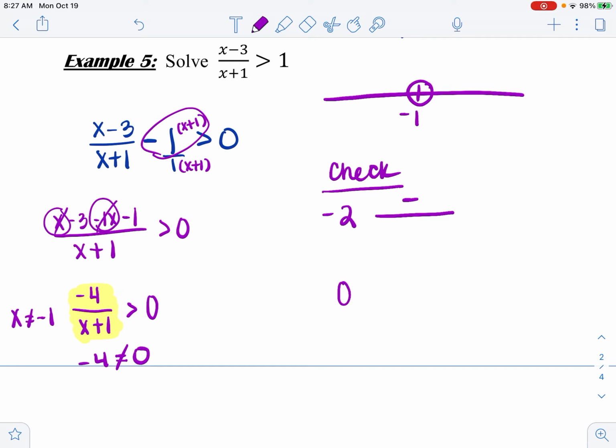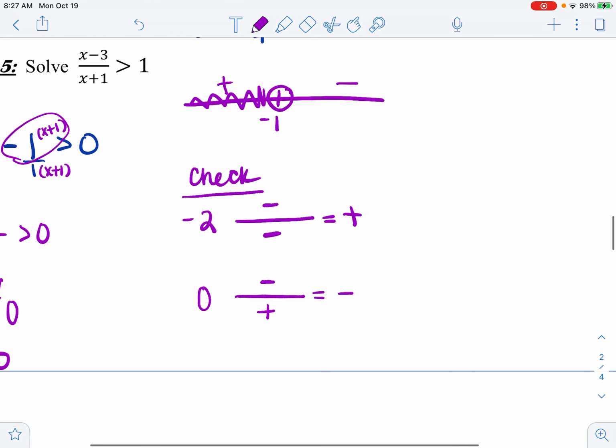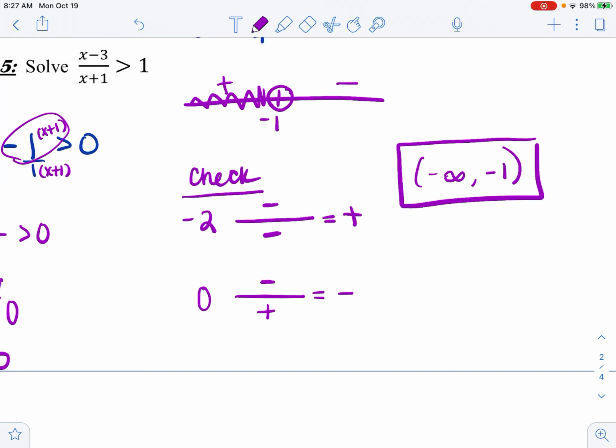So in my fraction, no matter what, I get negative 4 in the numerator, so that's negative. And then I have to plug in negative 2 in the denominator, and I get negative, and negative divided by a negative is a positive. No matter what, I get negative in the numerator because it's negative 4 in the numerator. If I plug in 0 in the denominator, I get 1. So that's positive. Negative divided by a positive is negative. So these are positive, these are negative. I look to see what I want. Greater than. So these values are greater than. So my solution set are all values less than negative 1, or negative infinity to negative 1.